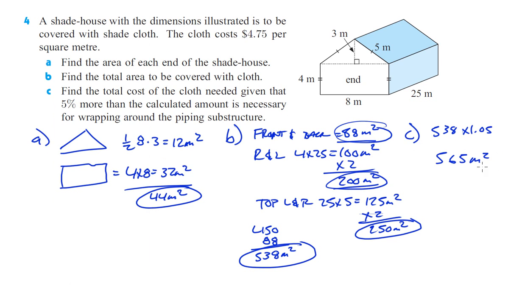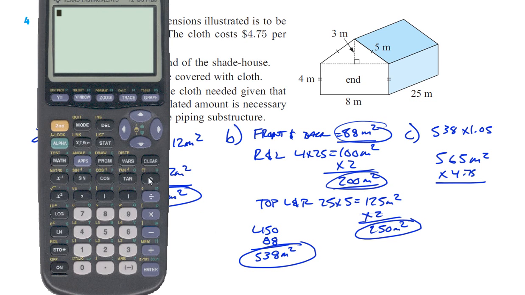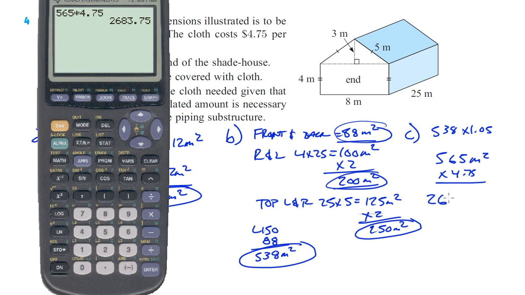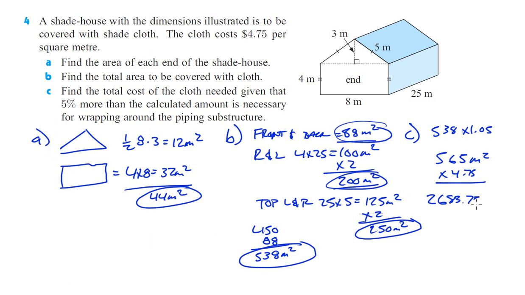565 square meters, right? So it's 4.75 per square meter. So times 4.75. So we'll do 565 times 4.75, and that gives us 26. Oops, I missed it. 2683.75.